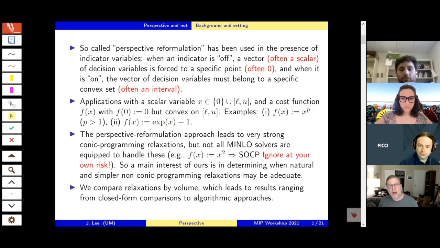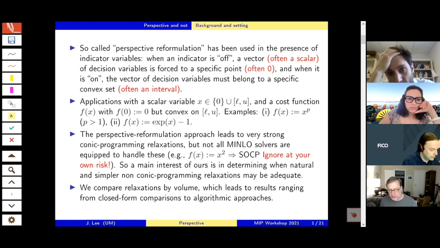This work involves the so-called perspective reformulation. This is something that's useful in the presence of indicator variables, where an indicator variable, when it's off, means that some vector, or often a scalar of decision variables, is forced to be 0. But when the indicator variable is on, then the decision variables can be in some polyhedron. Often we're just in one dimension and it's an interval.